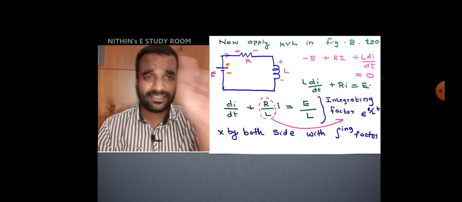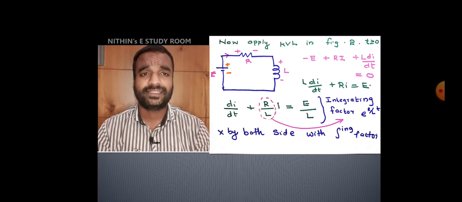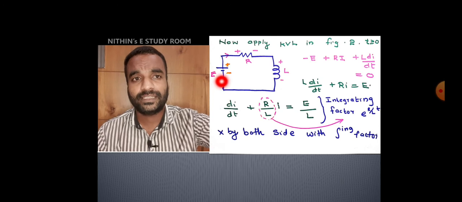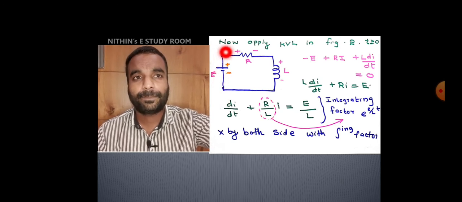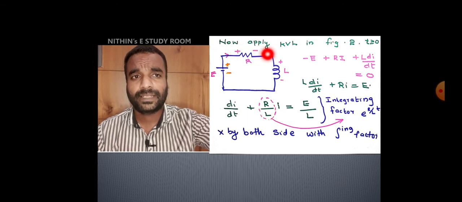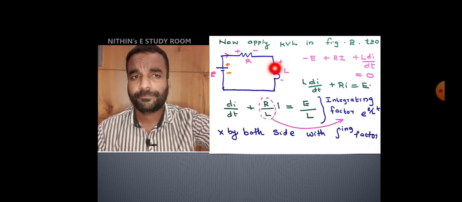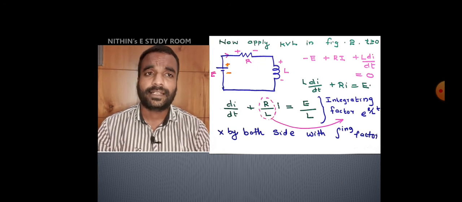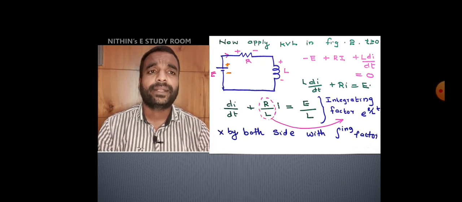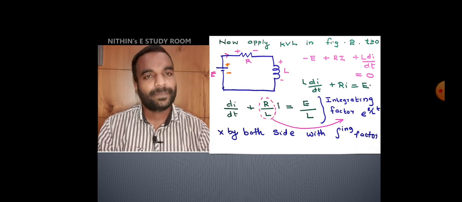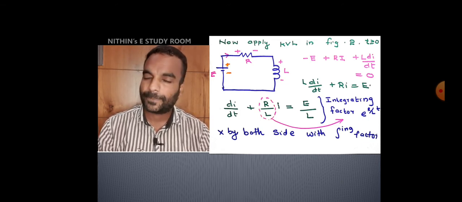So what will be the KVL equation? If you are tracing in a clockwise loop, which terminal of the battery will you see first? Minus E, plus the current into resistance Ri, plus the voltage of the inductor, plus L di by dt, equal to 0. So L di by dt plus Ri is equal to E. This is the basic KVL equation of this circuit.